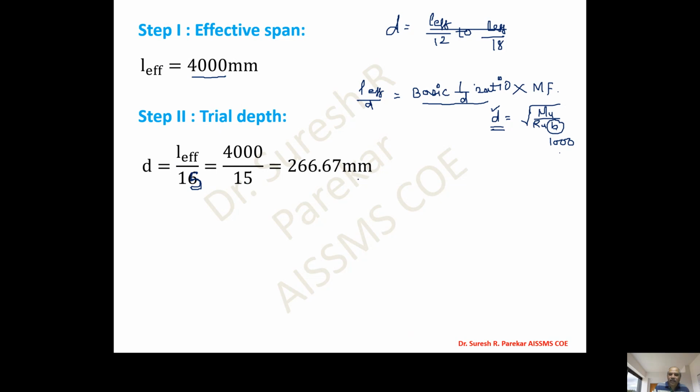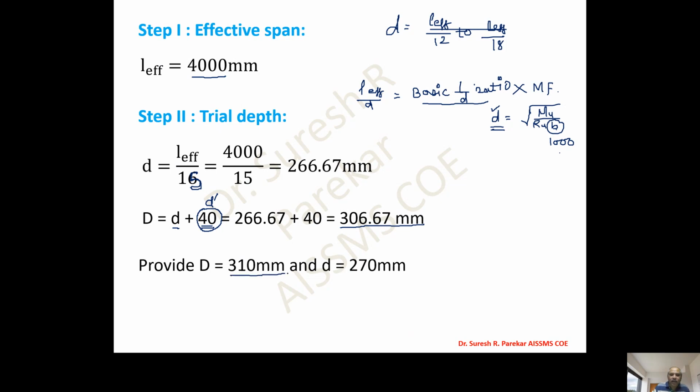which will be 266.67 mm. Already I mentioned we are going to consider the effective depth, and the overall depth equals effective depth plus d dash. In beams, this is generally taken as 40. Clear cover is taken as 30, and 20 mm bar is generally considered, so 20 by 2 is 10. So we have to keep in mind, in slabs we have 20, in beams we have 40, in columns we have 40, and in footing we have 50. So 266.67 plus 40 comes to 306.67 millimeters. So we will provide an overall depth of 310 millimeters and an effective depth of 270 millimeters.